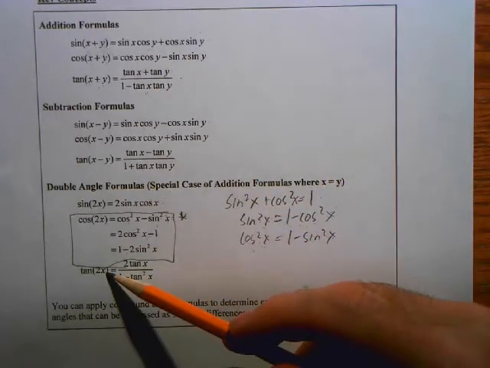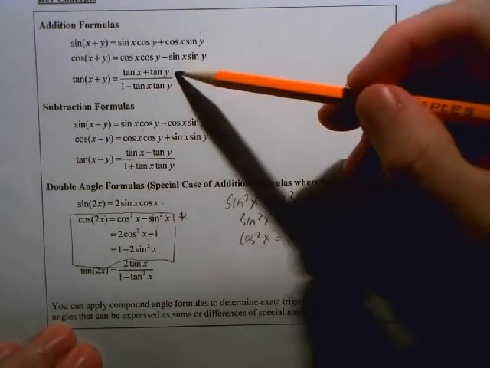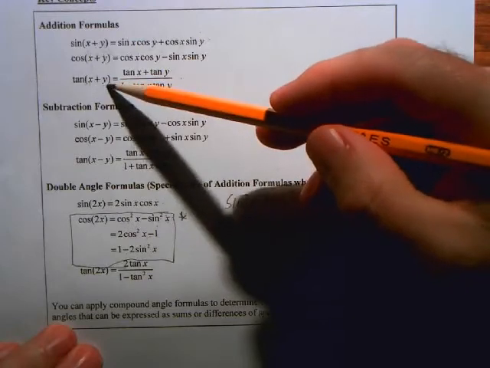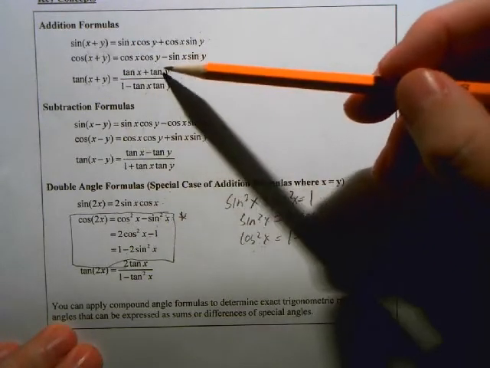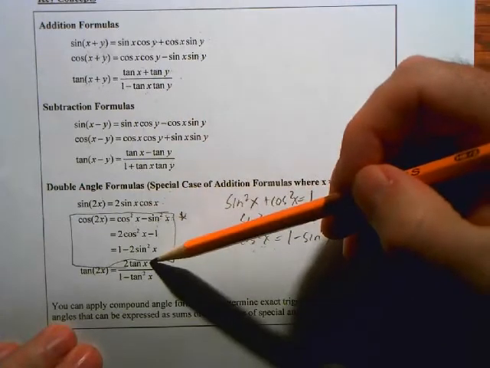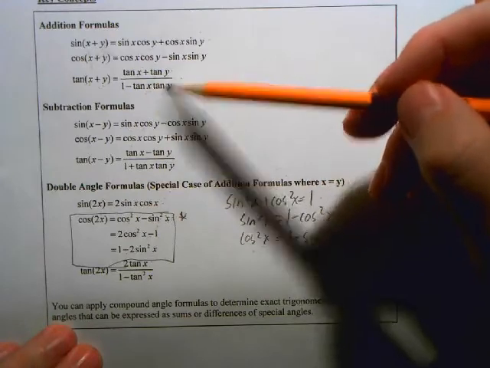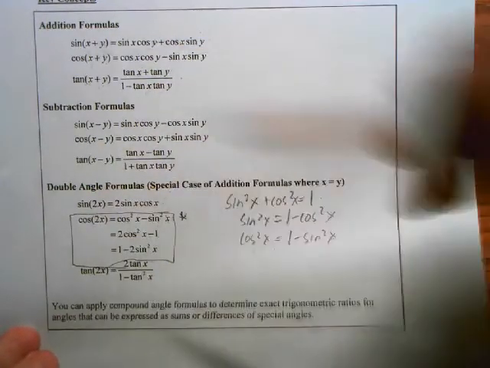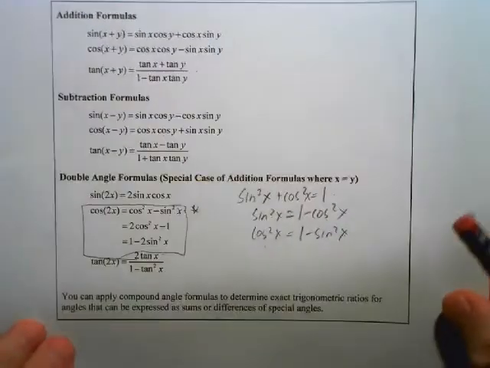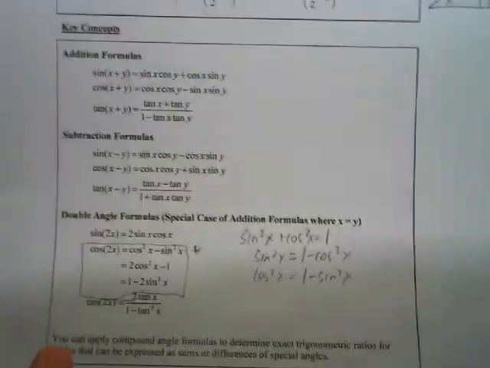Okay, and then the tan of the double angle, you simply change the y angle to x, so tan of 2x would be tan x plus tan x, which is 2 tan x, and then you get 1 minus tan x times tan x, which is 1 minus tan squared x. Okay, so these are the formulas. We're going to be applying them in a few different circumstances. So let's see how we can do that.